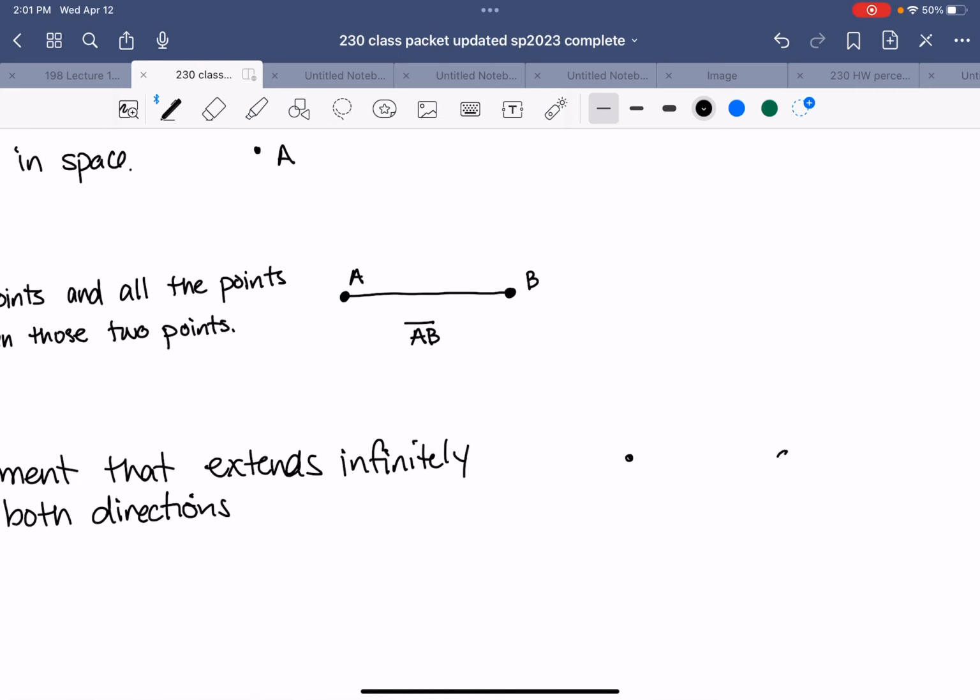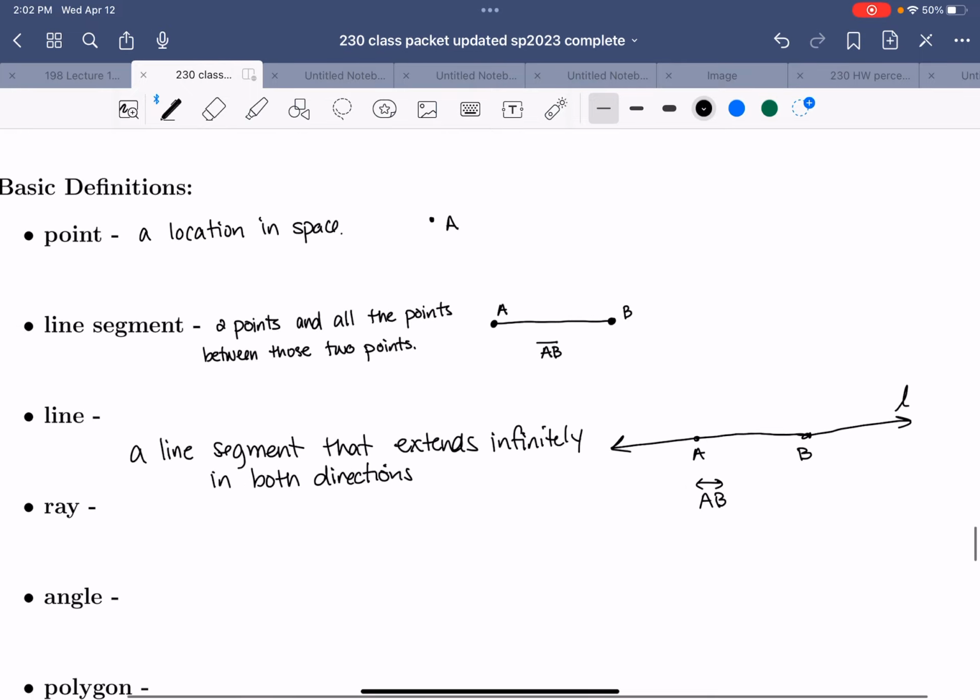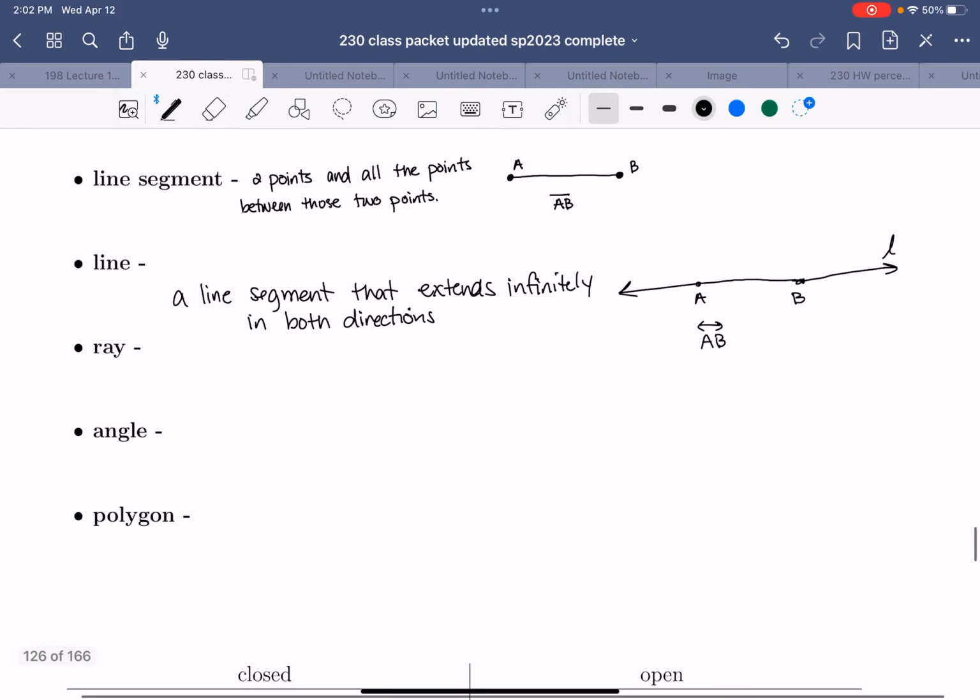So I'm going to have a point A and B, and I'm going to connect them. But to create the line, I'm then going to keep going infinitely in both directions. And this is line AB. Okay, we can also label lines with a cursive lowercase letter, like a lowercase L. Okay, so that's a line.